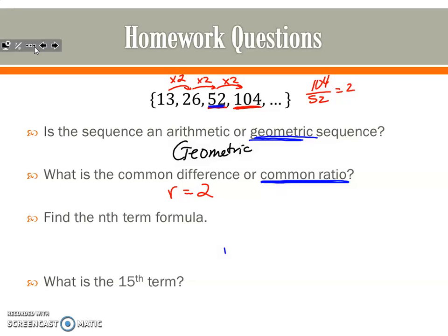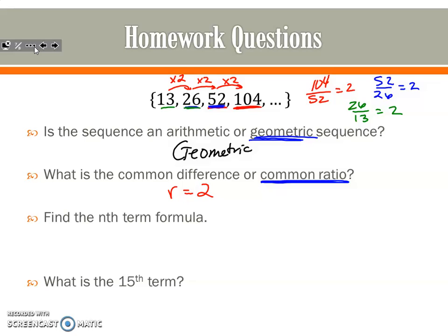I can take the term 52 divided by its previous term. 52 divided by 26 gives me 2. I can take the term divided by its previous term, 26 divided by 13 gives me 2. That's how I can see that common ratio. So that's another way that you can go through and find it if you're struggling just to see what it multiplies by. Okay? All right.